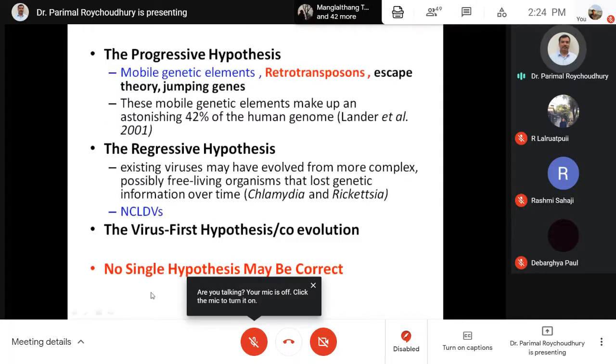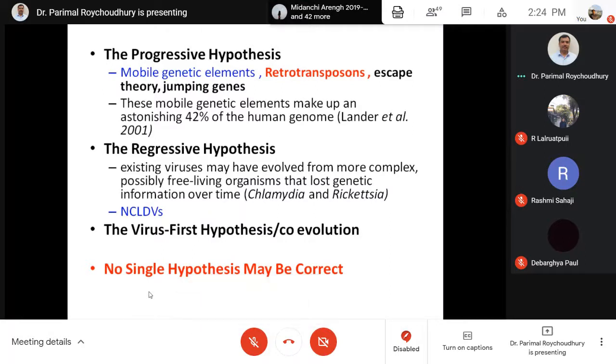So even the origin of viruses, at a certain point, where the viruses came from into the world, these are the three probable hypotheses. People believe that either one may be correct, or even the last point says no single hypothesis may be correct. So still it is not clear where it has come from.